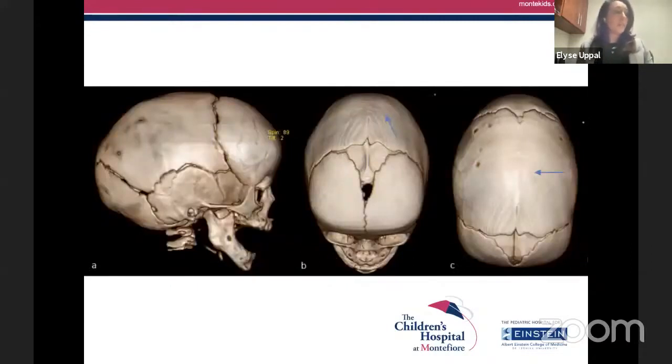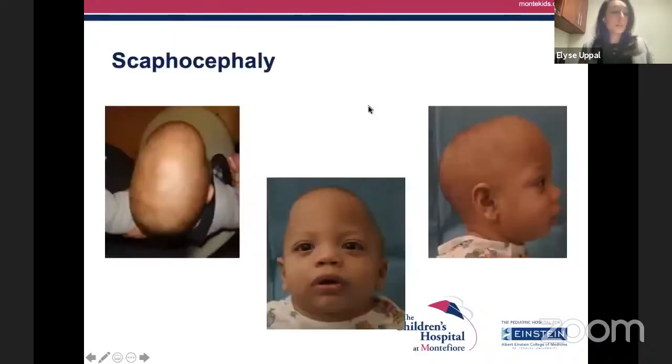Here we have a CT of a skull with a fused sagittal suture. So just as a reminder, when the suture's fused, you can't get growth perpendicular to that suture. So here the skull can't grow laterally, so it has to grow in the AP direction. And this is what this kid would look like clinically, with a really elongated head. You have some bossing here. This is what they present as to us.